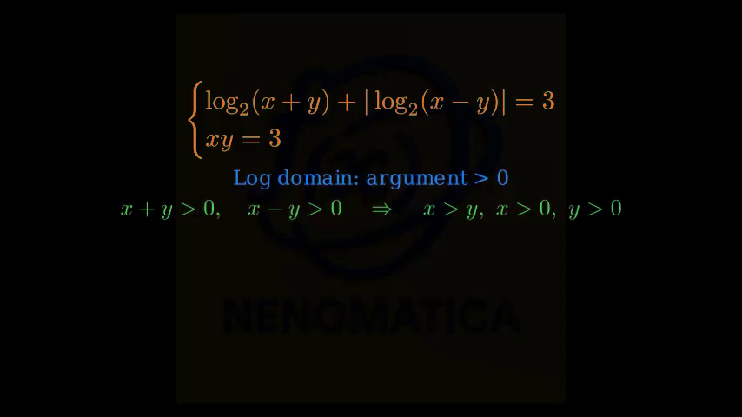Also, because x minus y is positive and the product x y equals 3 is positive, it follows that x and y are both positive and x is greater than y. Step 2.